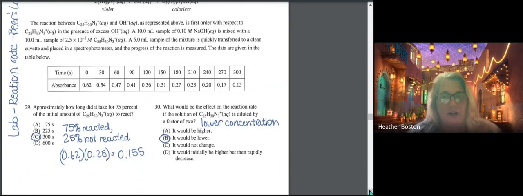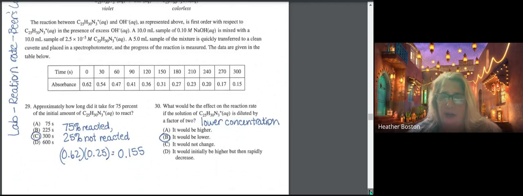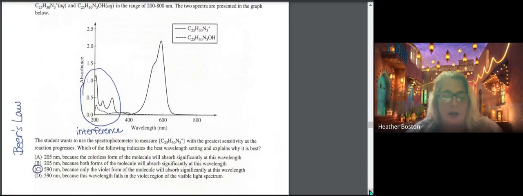Lower concentration, if you diluted it, it's going to have a lower concentration. Therefore, the reaction rate is going to be lower. Okay, here we are looking for the C25H30N3+. That's what we want to find. So you would read when it's just that. The other stuff is going to be interfering with it. So we're going to look for the maximum range, and that's just reading the graph there at 590.